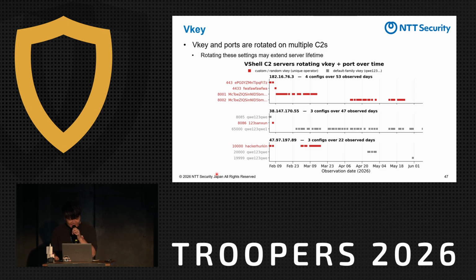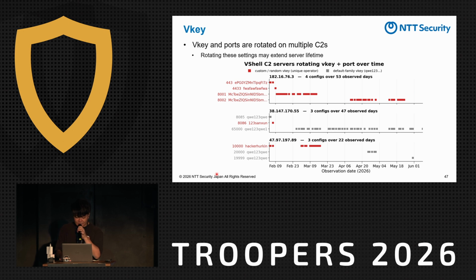Next, we will explain the rotation of wikis and ports. Our observations show that across multiple vShell servers, wikis and port numbers are rotated over time. Even for the same IP address, different ports and wikis may be used during different time periods. This kind of configuration rotation likely serves to evade detection and tracking, while also helping to extend the lifetime of the servers.